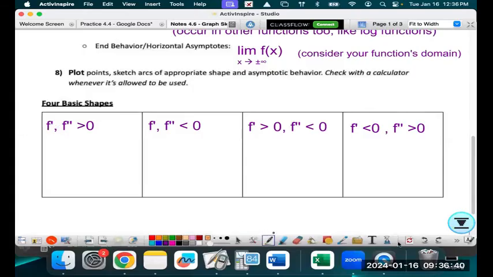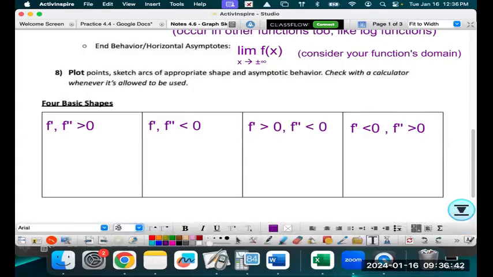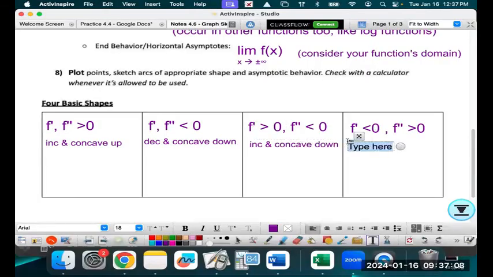So f prime being positive means that we are increasing. And f double prime being positive means that it's concave up. F prime being negative means it's decreasing, and f double prime being negative means concave down. F prime positive, increasing, f double prime negative, concave down. F prime negative is decreasing, f double prime positive is concave up.